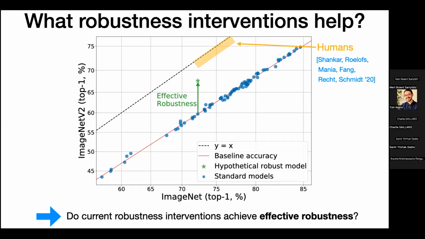So if you were to take a person and ask them to do the ImageNet classification test on the original test set and on this V2 test set, they would get approximately the same accuracy. That's what this is saying.